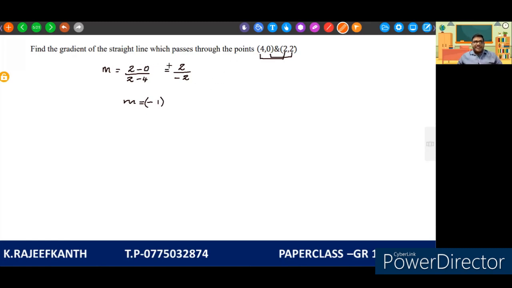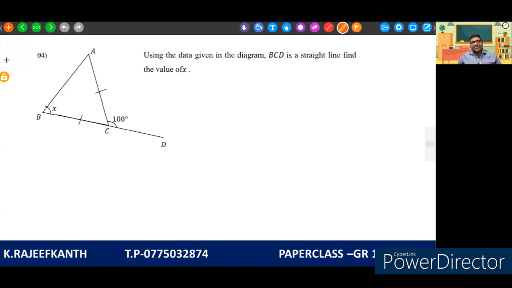Right? Here 2 minus 0 is equal to 2, and 2 minus 4 is equal to minus 2. Then the gradient is minus 1. Next one.